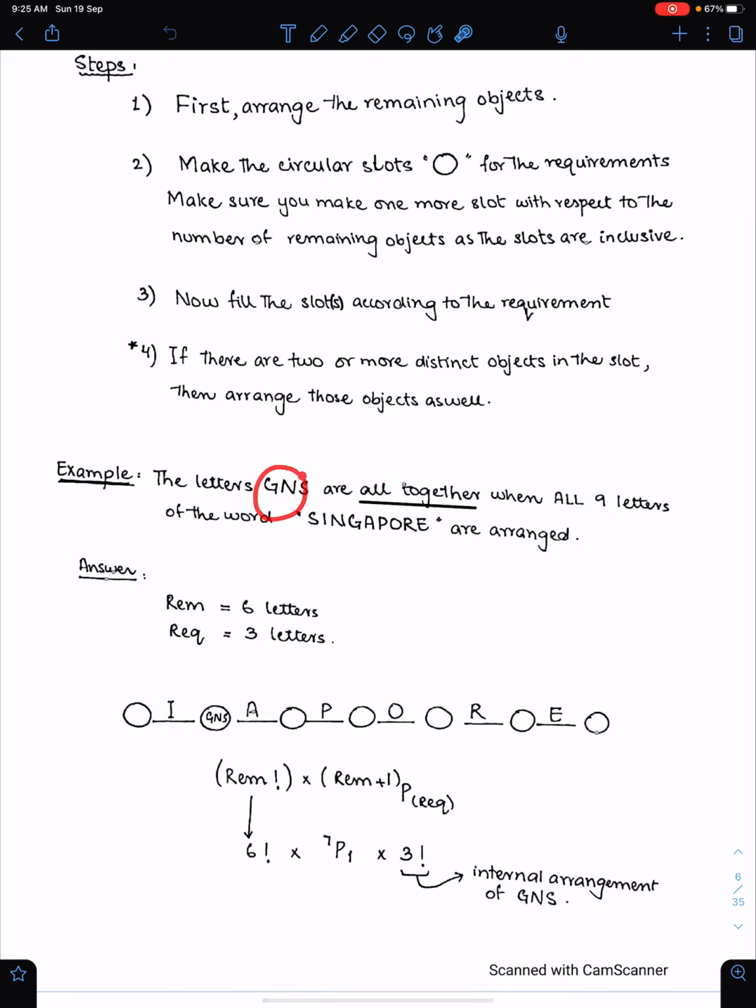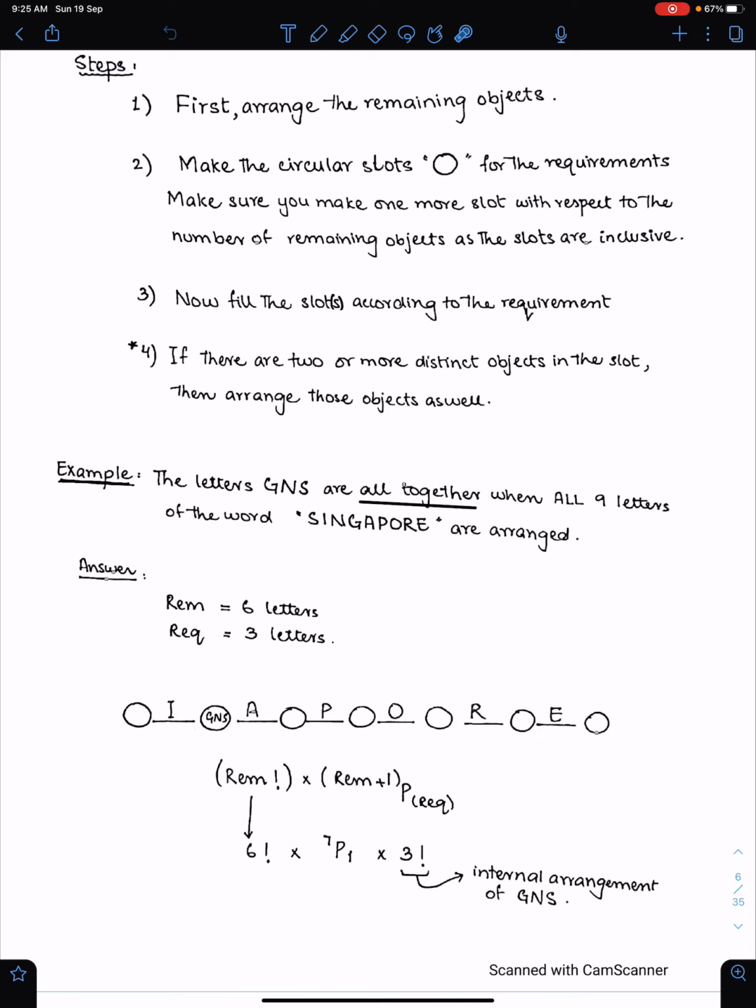The letters G, N and S are all together when all 9 letters of the word Singapore are arranged. So we have 9 letters in which we have to arrange G, N and S all together. So requirement is 3 and remaining is 6. According to this method, we will first arrange the remaining objects. We will make these spaces for remaining objects. So we have to make 6 spaces, 1, 2, 3, 4, 5, 6, because there are 6 objects. So 6 factorial for remaining objects. Now we have to make circular slots like these.